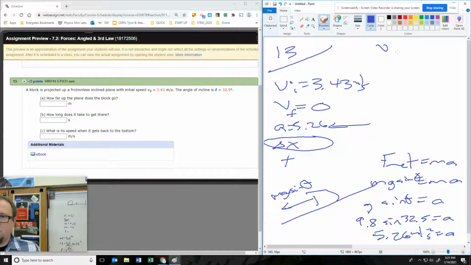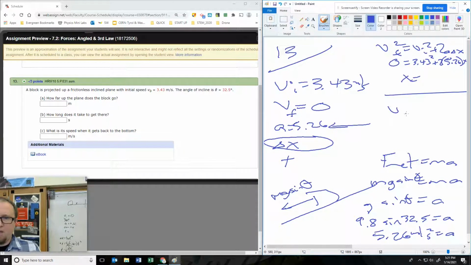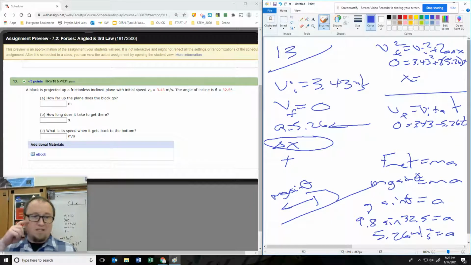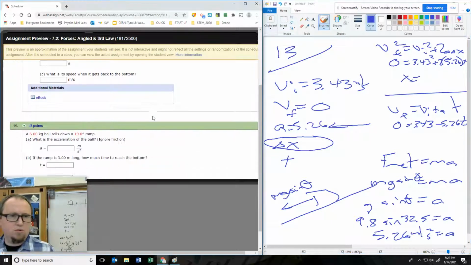No time. What's the equation with no time? Final squared equals initial squared plus 2 times a times x. Solve for x, you get a value. How do you solve for time? Go back to your simple equation: V final equals V initial minus 5.26 times t. Just because the acceleration is down the ramp, you call it negative here. There you go.